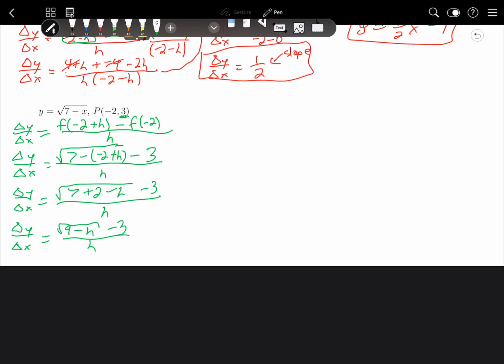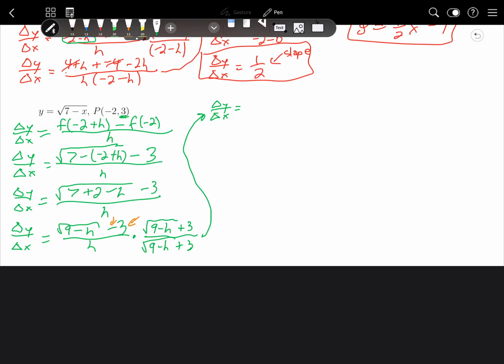The way you do that is you multiply by the conjugate. The conjugate is simply the same expression that's on top, except this minus sign becomes a plus sign. And if that had been a plus sign to begin with, it would have become a minus sign. So this would be the square root of 9 minus h plus 3 times the square root of 9 minus h plus 3 over the square root of 9 minus h plus 3. Now the reason that's useful is what happens when you multiply by the conjugate.